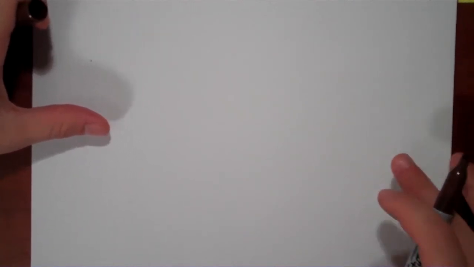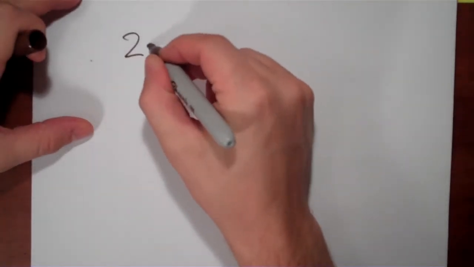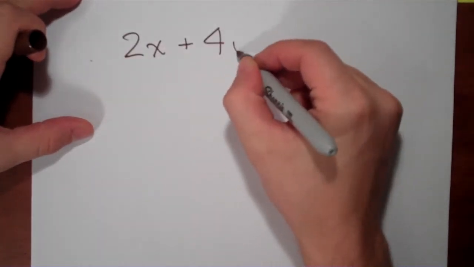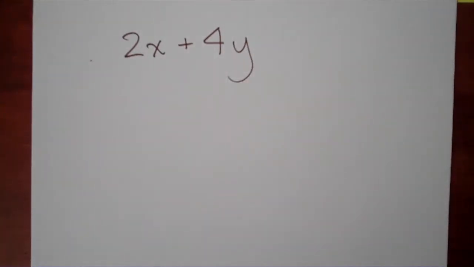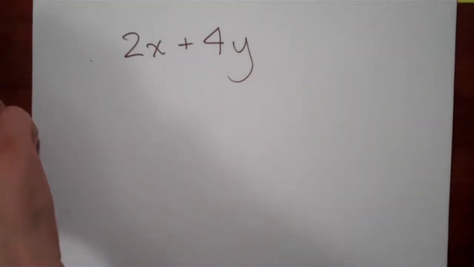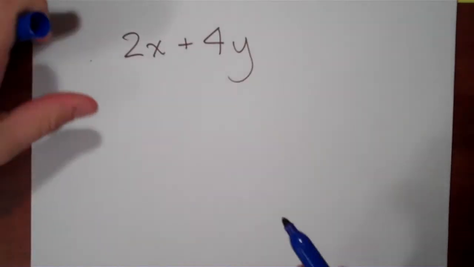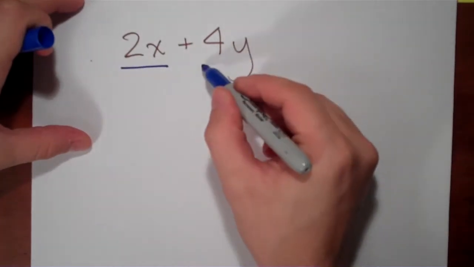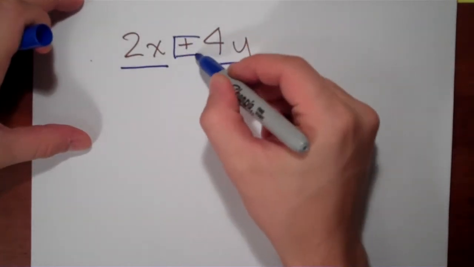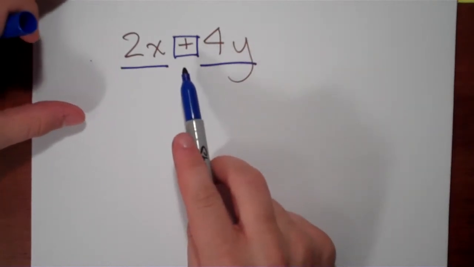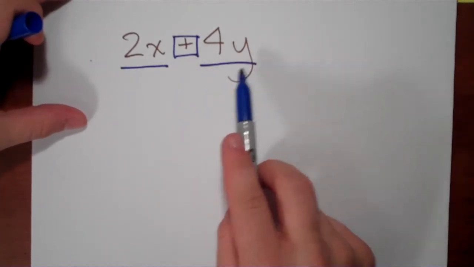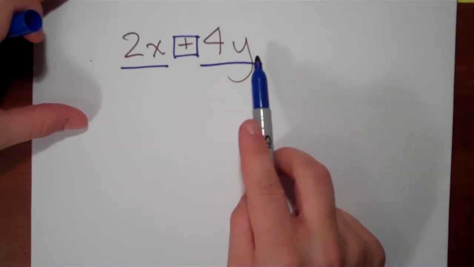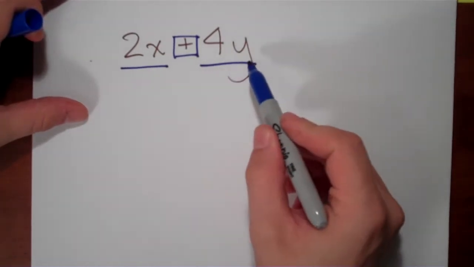Now, first of all, what's a term? Let's take this first one, 2x plus 4y. In this expression, what is a term? A term is any grouping of constant or variable that is separated by an operation. So in this example, the plus sign is our operation. And until you see another operation, that's all going to be one term. So 4y is a term.